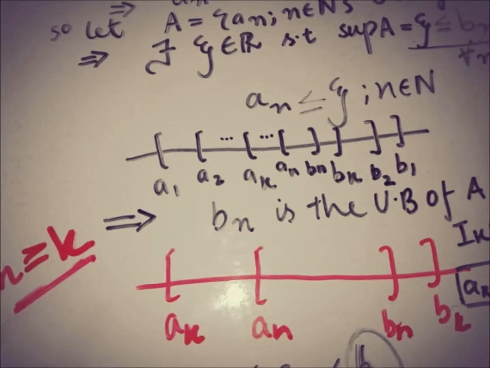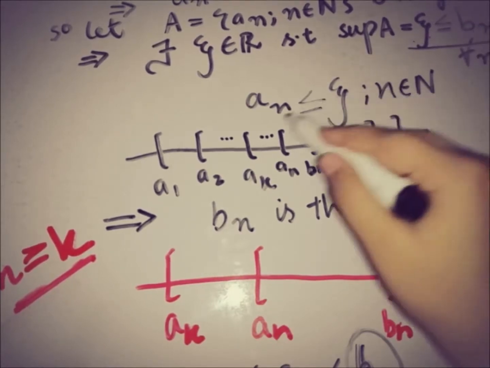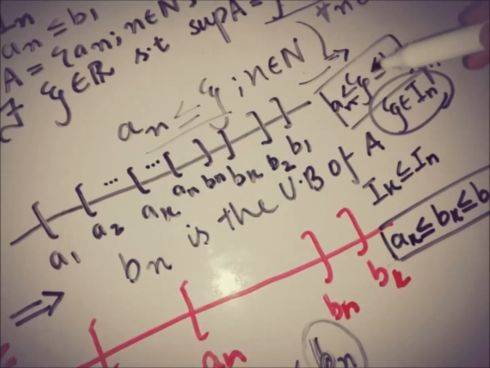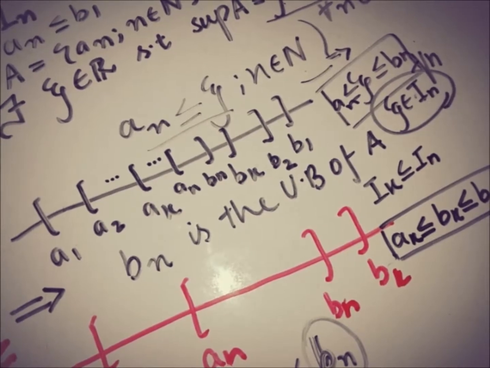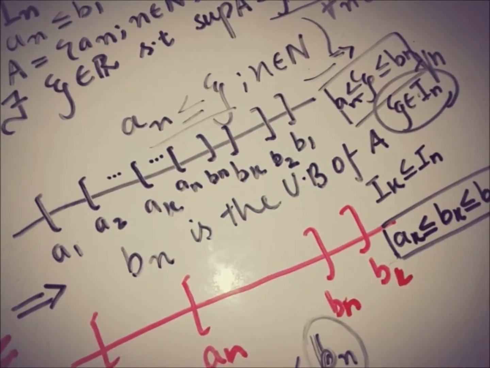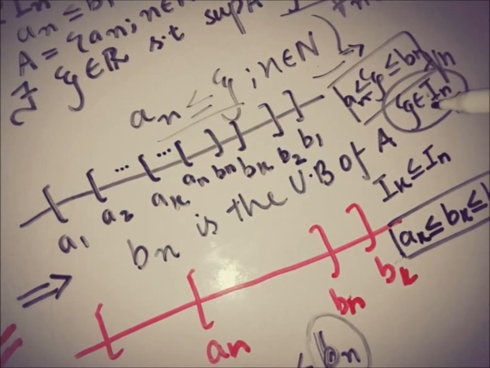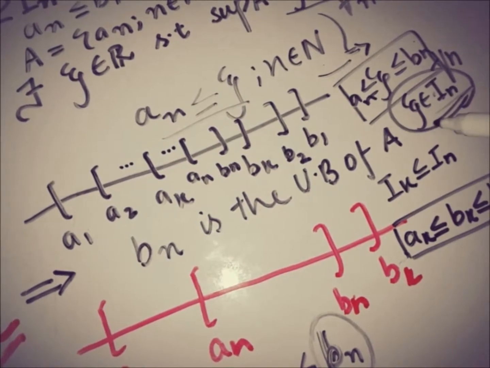Now here zeta is less than or equal to bn, and an is less than or equal to zeta. If we combine both of these, this implies that zeta is less than or equal to bn and greater than or equal to an. So we can say that zeta belongs to the nth interval, and this is true for all n in N. This is what we claimed about the nested interval property: that we are looking for this type of real number that belongs to every nested interval.